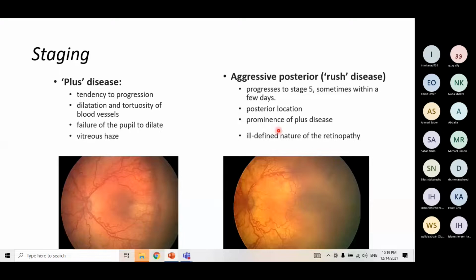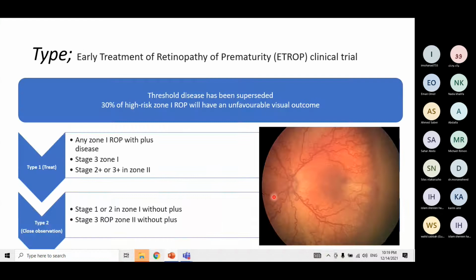There is another entity called the aggressive posterior ROP. It can progress very quickly to retinal detachment. It's characterized by ill-defined new vessels, so there are abnormal new vessels here, and they are not present at the junction of the vascular and avascular retina like stage 3. They are present all over the retina, and the blood vessels usually extend just to zone 1. So it's characterized by what we call a posterior location. So it's more common in zone 1. There is aggressive plus disease. There are ill-defined blood vessels, and these infants should be treated very, very aggressively. Okay.